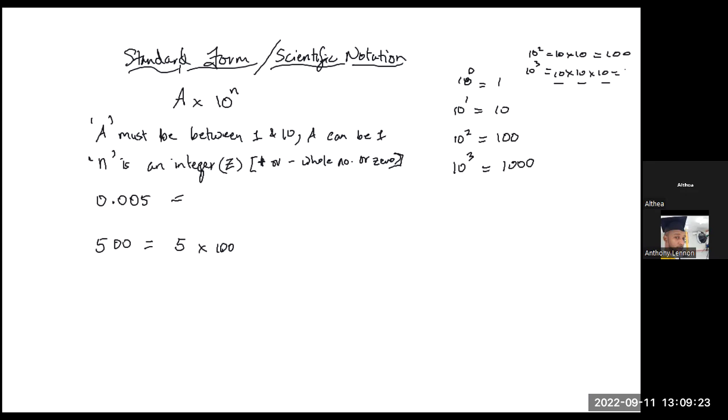So we have 10 to the second power, 10 times 10, and we know 10 times 10 is 100. 10 to the third power means 10 times 10 times 10, which is going to give you 1,000. 10 to the fourth power is going to be what? 10 times 10 times 10 times 10, which is going to give you 10,000, or 1 with 4 zeros.